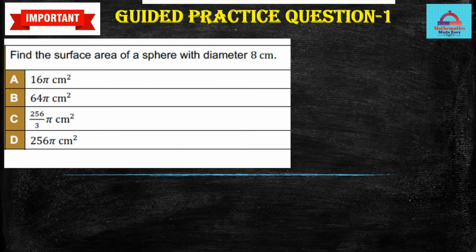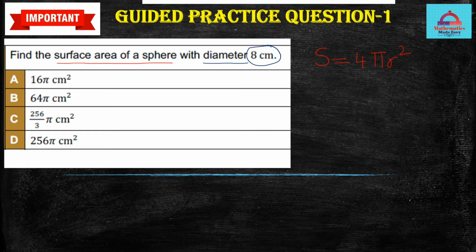Now we'll take one important guided practice question. This is a multiple choice question, very important for your exams, and let's see how we solve it. We need to find here the surface area of the sphere. The first thing you should remember is the formula. If you apply the correct formula and do the correct calculation, I'm sure you all are going to get correct answers. Next thing, what is the important figure which is given to you?